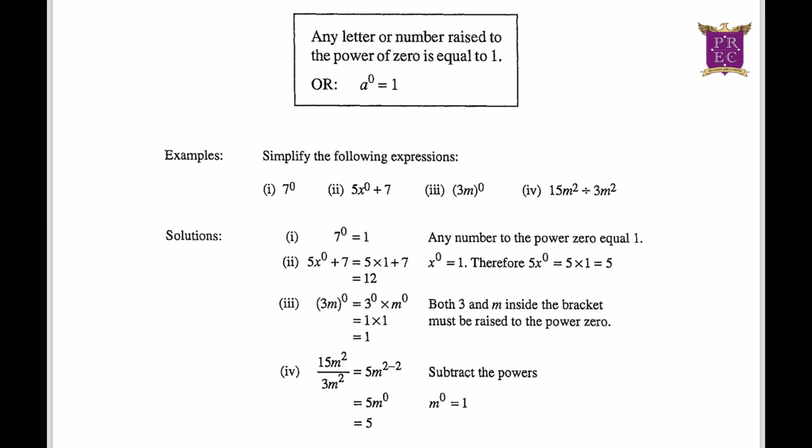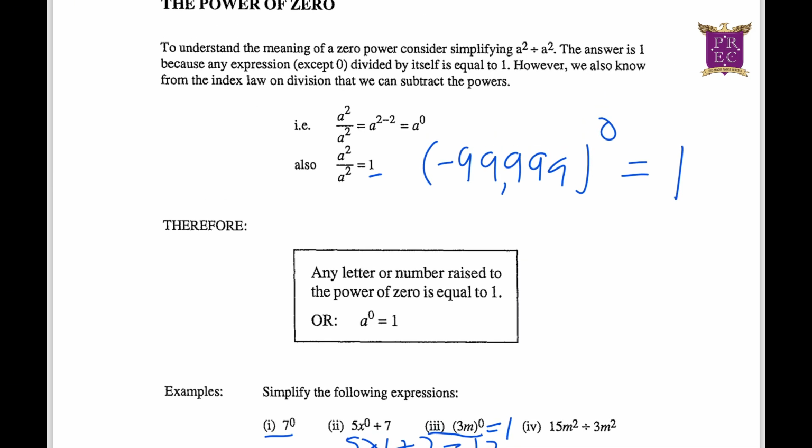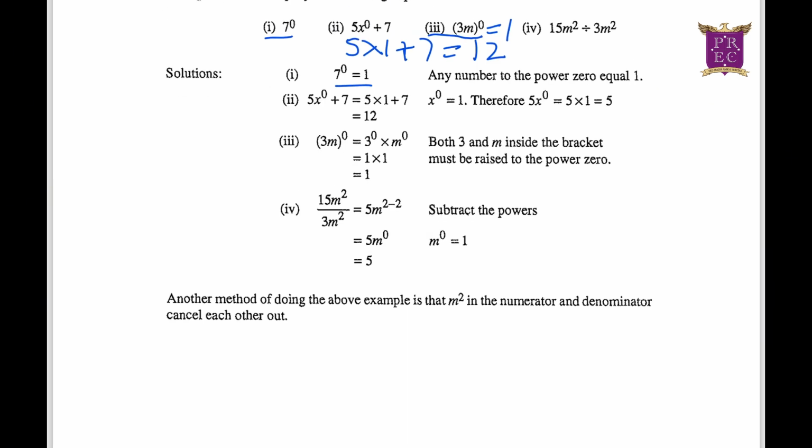Looking at some examples, this one, 7 to the power of 0, is just equal to 1. 5x to the power of 0 plus 7 is the same as 5 times 1 plus 7, so that just equals 12. This one, 3m to the power of 0, just equals 1. And that's about it for things to the power of 0. And that's the last bit we're going to be going through in this video.